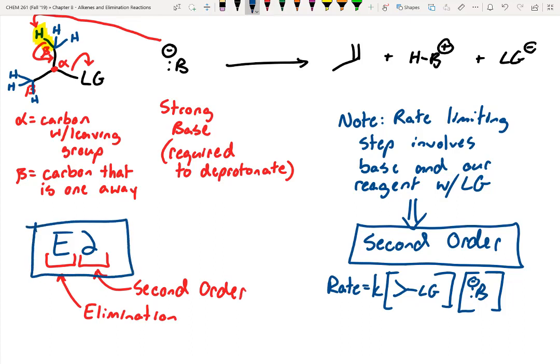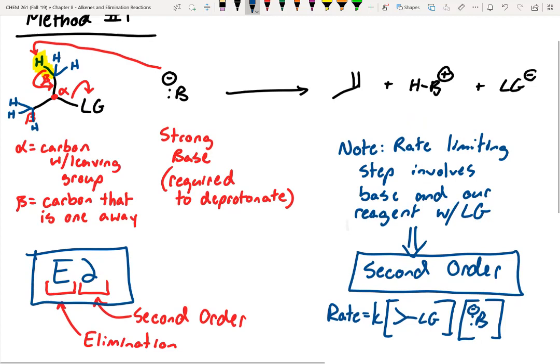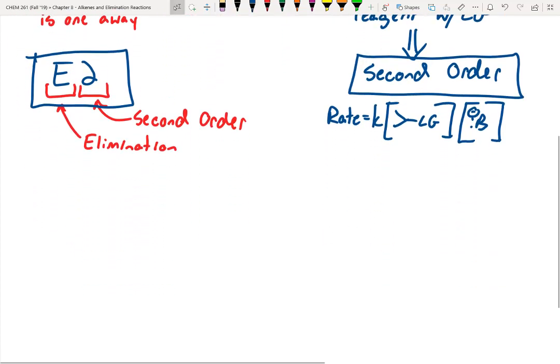All right, just for fun, if we were to draw a reaction coordinate diagram for this, would it have one hump or two humps? Just one hump, right? Because it only goes through one step as we go from starting material to products. So this makes sense. Let's consider another method. So this seems reasonable.